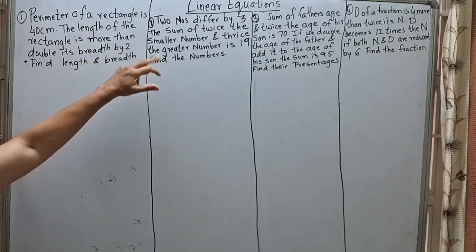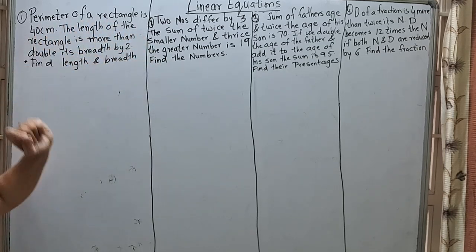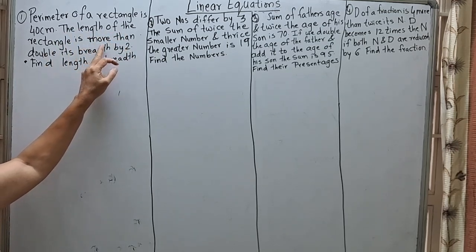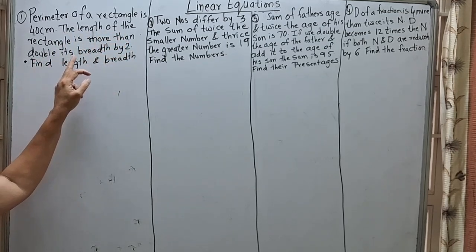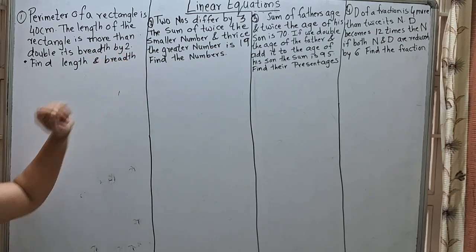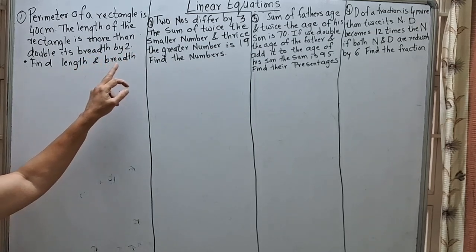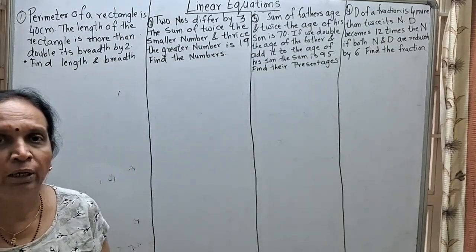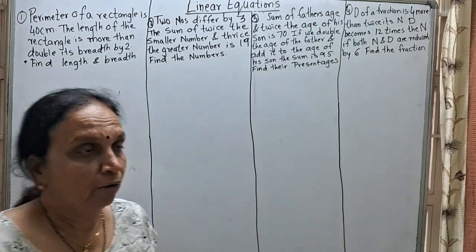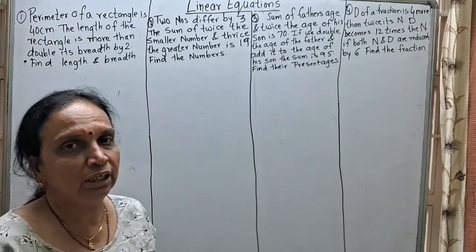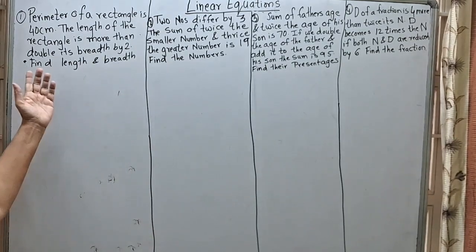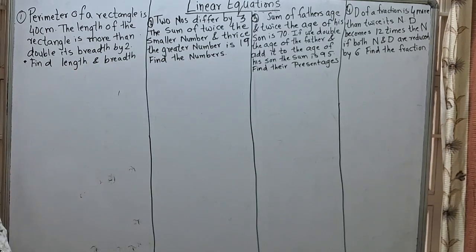Perimeter of a rectangle is 40 centimeters. The length of the rectangle is more than double its breadth by 2. Find the length and breadth. Now in quadratic equations we had only one variable. Here in simultaneous equations it is easier because we have two variables. So they have asked you to find the length and breadth.